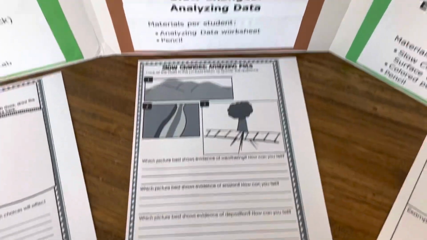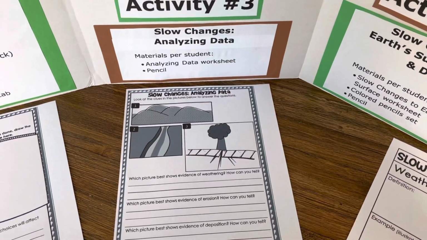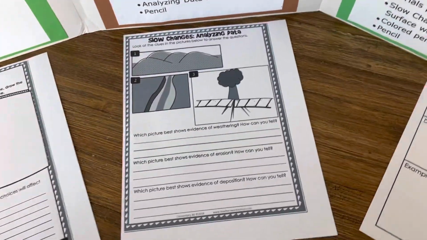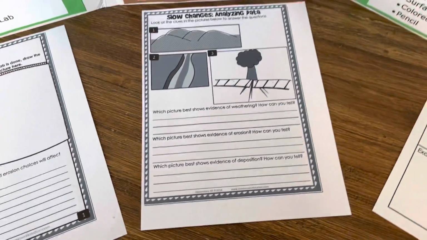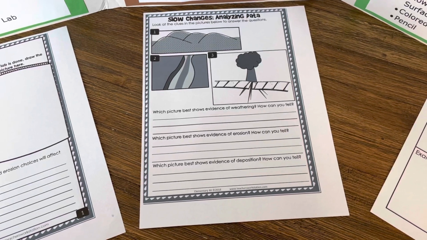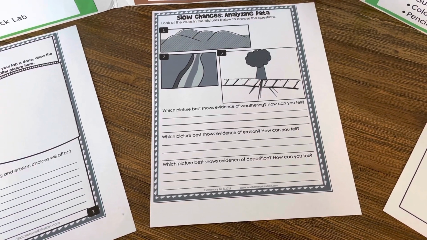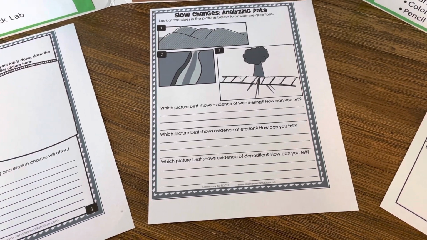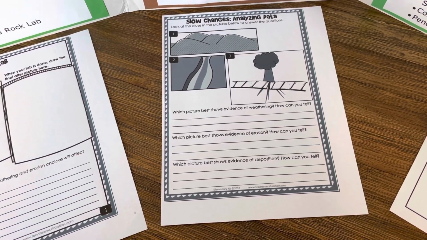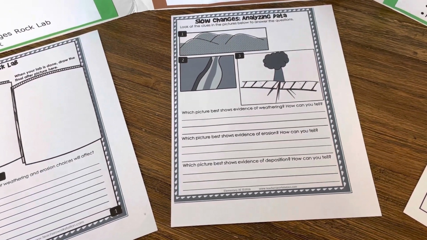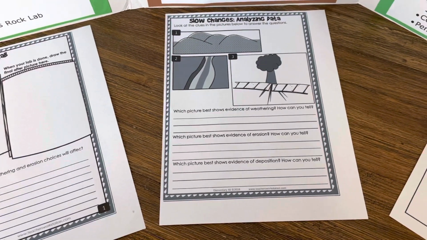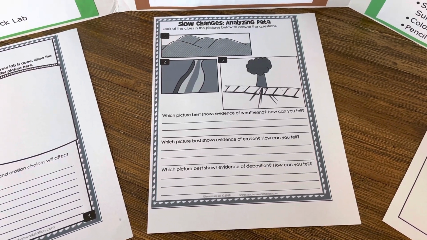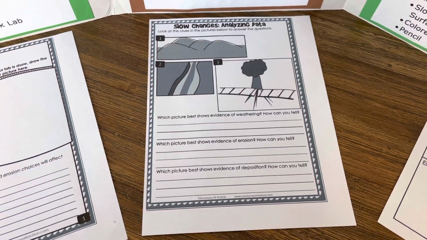Activity number 3 is the Slow Changes Analyzing Data worksheet. So, looking at those 3 pictures, picture number 1 shows sand dunes, which form as a result of deposition of sand in piles. Picture number 2 shows a canyon, which forms as a result of water flow eroding the Earth's surface deeper and deeper over time. And picture number 3 shows tree roots breaking a sidewalk apart, which is an example of physical weathering.